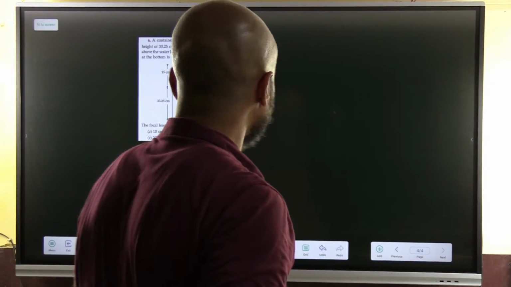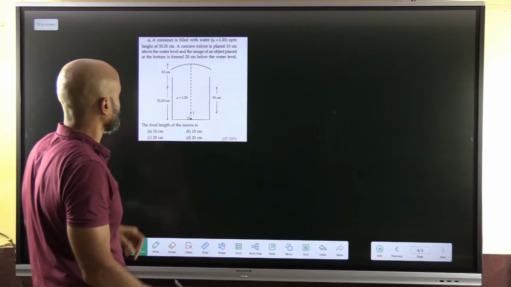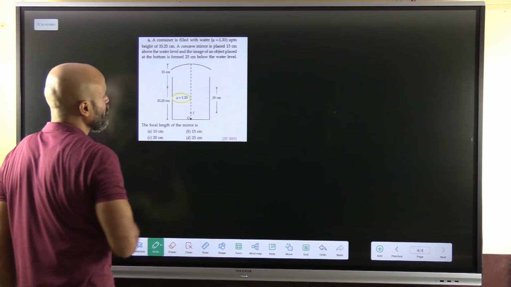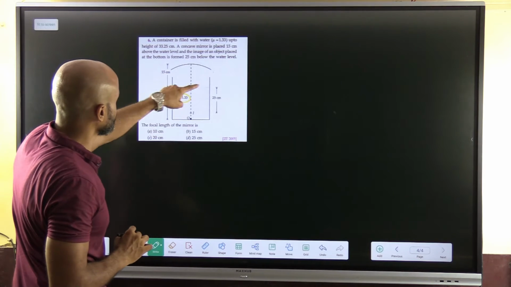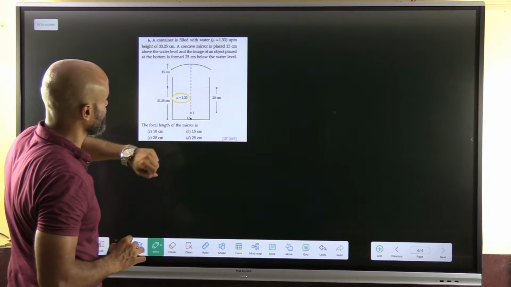Right, so in this one we have a container which is filled with water, and we have been given the value of mu to be 1.33. Now this is filled with water. This entire distance is 25 centimeter. That is the image that is getting formed.